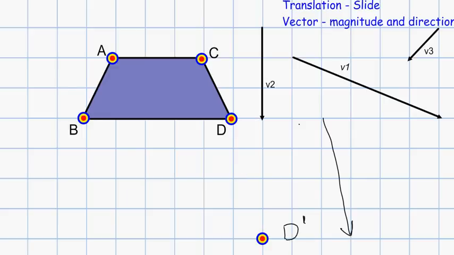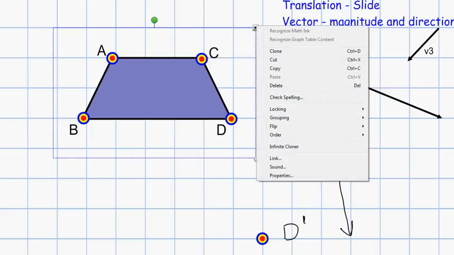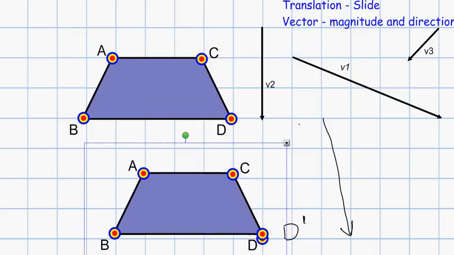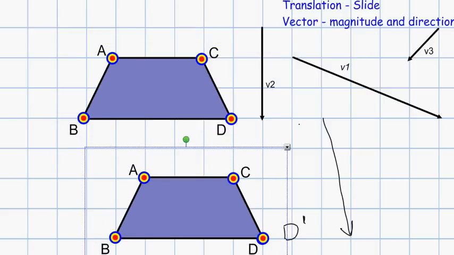So when we make a copy of our trapezoid, we're going to move the whole thing, all the points, down 4 and over 1. And there's our copied, our translated picture.